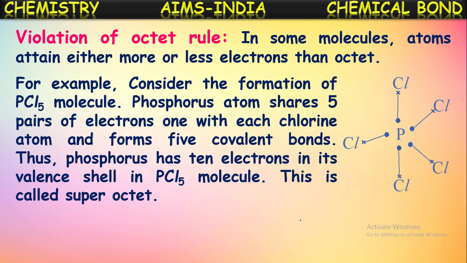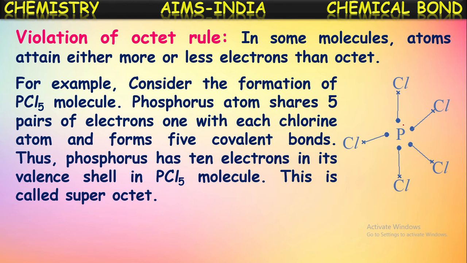Phosphorus atom has 5 valence electrons because its atomic number is 15. If we write its configuration, we get 2, 8, 5. So in the valence shell, phosphorus has 5 electrons. But here, this phosphorus shares its 5 electrons with single electrons of 5 chlorine atoms, and hence the phosphorus atom shares 5 pairs of electrons, one with each chlorine atom, and forms 5 covalent bonds.